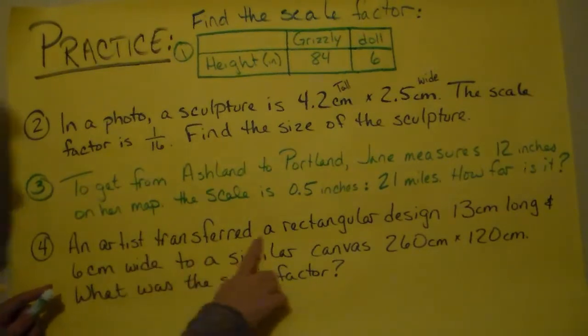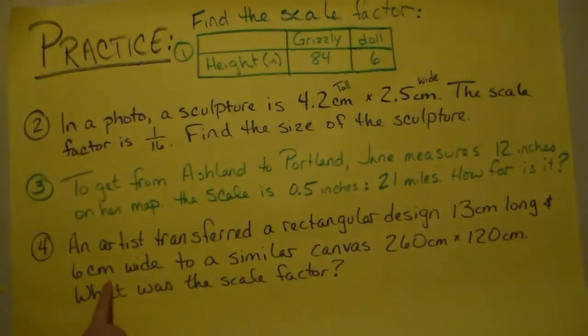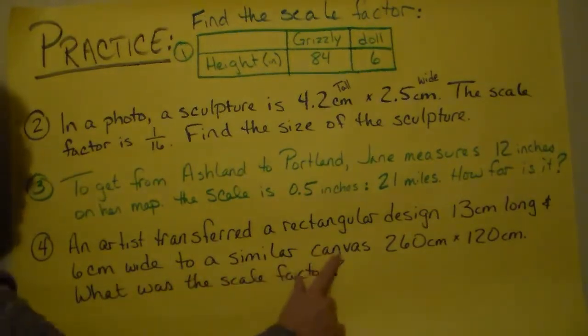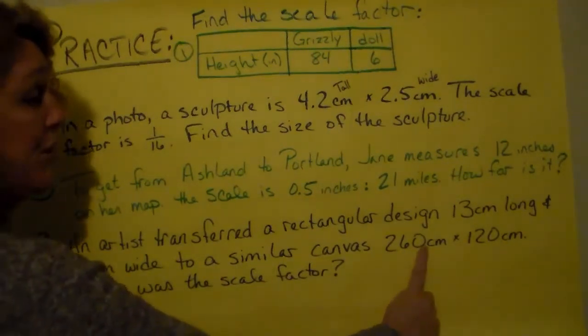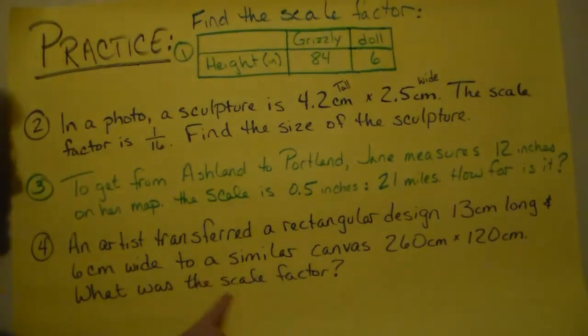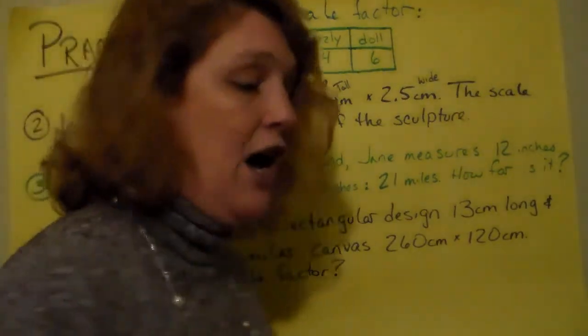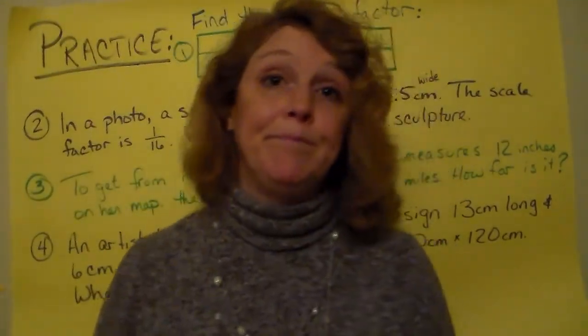An artist transferred a rectangular design 13 centimeters long and 6 centimeters wide to a similar canvas that was 260 centimeters by 120 centimeters. What was the scale factor? So you're given two ratios, and you have to find the scale factor.